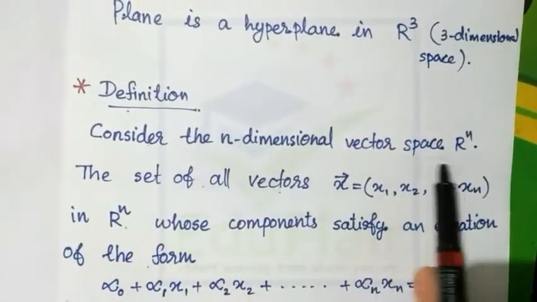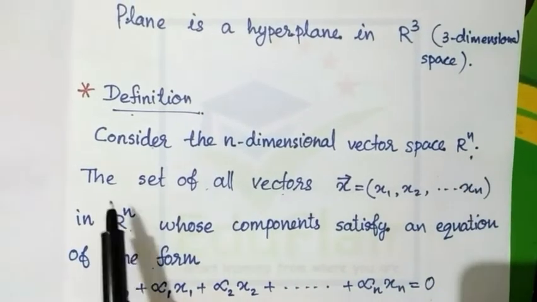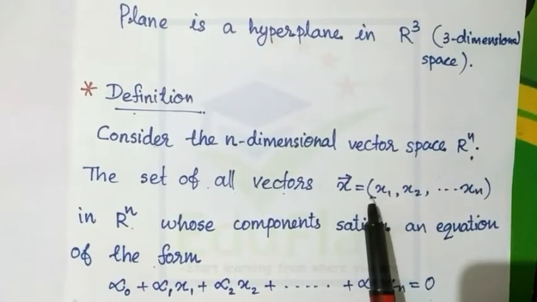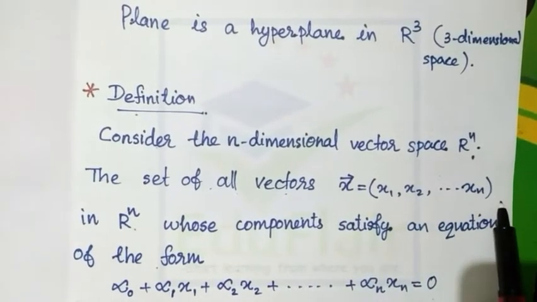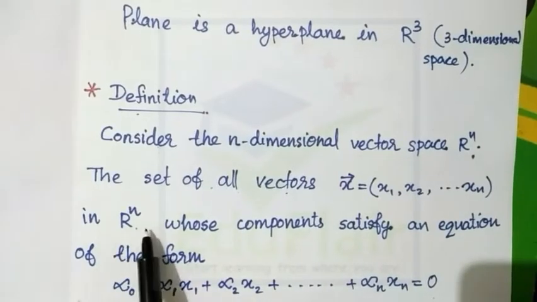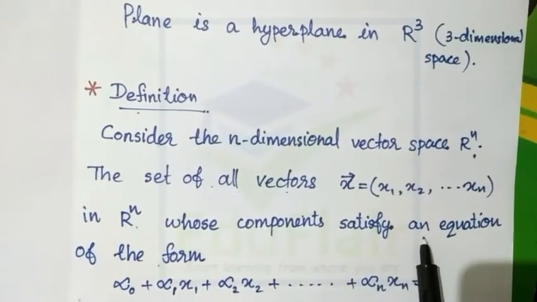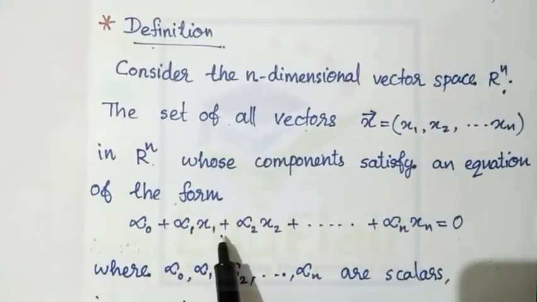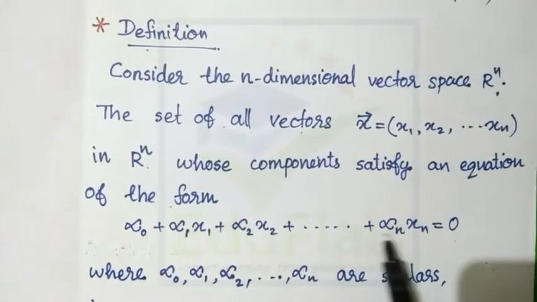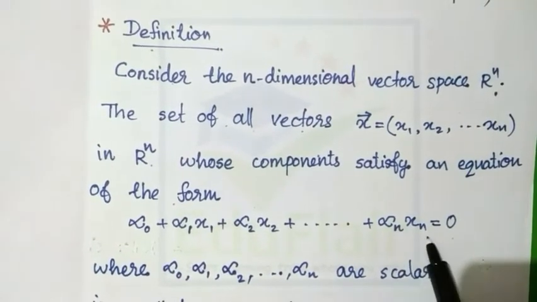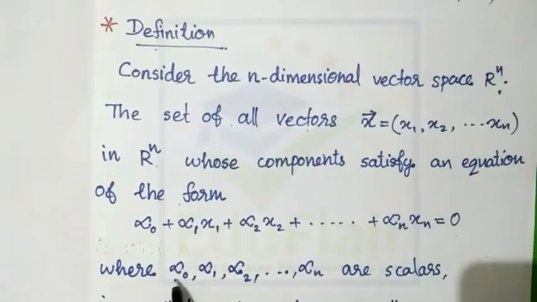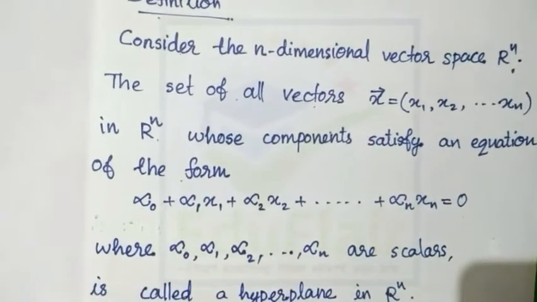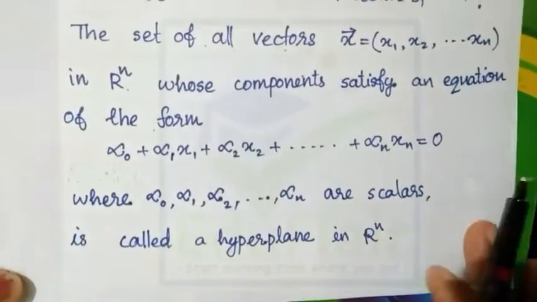Consider an n-dimensional vector space r raised to n. The set of all vectors, vector x is equal to x1, x2, etc. xn, in r raised to n, whose components satisfy an equation of the form alpha 0 plus alpha 1 x1 plus alpha 2 x2 plus etc. plus alpha n xn is equal to 0, where alpha 0, alpha 1, etc. alpha n are scalars, is called a hyperplane in r raised to n.